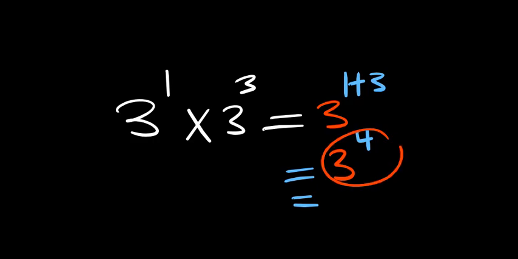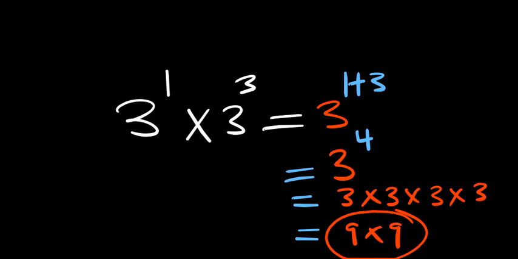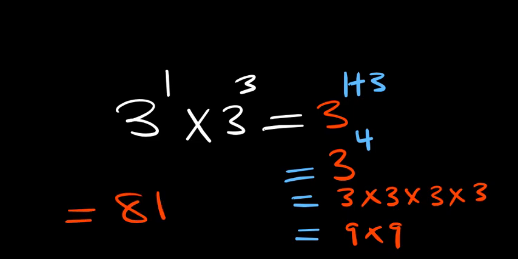Now if I simplify further, what am I going to have? 3 to the power 4, that just means you're multiplying 3 by itself 4 times: 3 times 3 times 3 times 3. Now if we simplify it further, 3 multiplied by 3, that is a 9. 3 multiplied by 3, that is another 9. So this is 9 times 9. What is 9 times 9? 9 times 9 gives us 81.